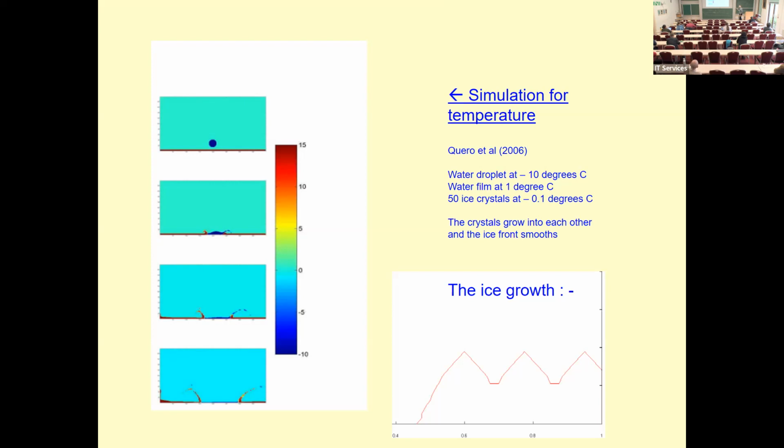The setup had the water droplet coming in at minus 10 degrees C. The water film itself was just above zero, one degree C. And then we put some ice crystals along the bottom to allow ice to grow. And this is showing the ice growth as time goes on. It tends to fill in the gaps between the crystals and then become more and more uniform.